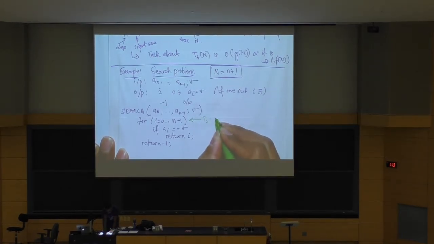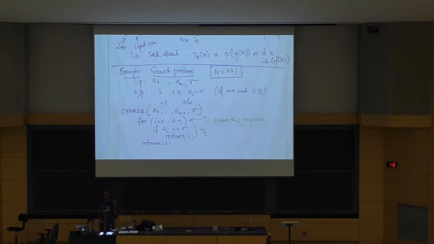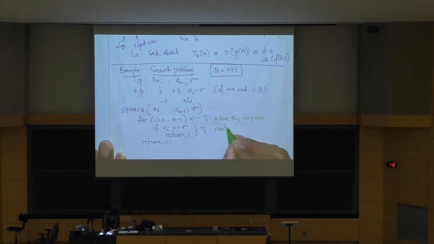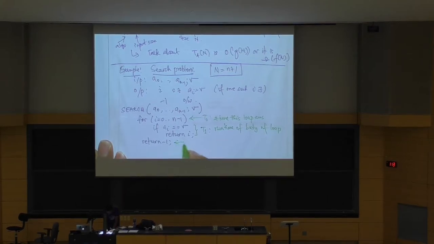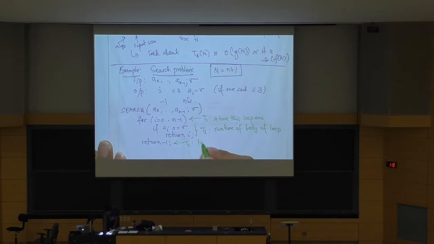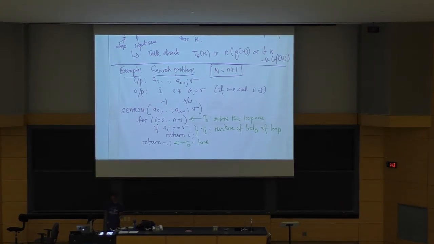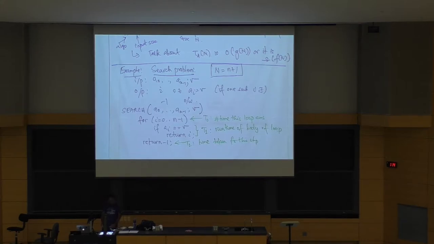So we're going to say T0 is the number of times this loop runs, we're going to denote T1 to denote the runtime of the body of the loop, and T2 is just the time if I end up returning minus one, for this step. So maybe talk to your friends for half a minute and try to figure out the big O notations for what each of these values should be. I want you to give me the best possible bound that you can think of for T0, T1 and T2.